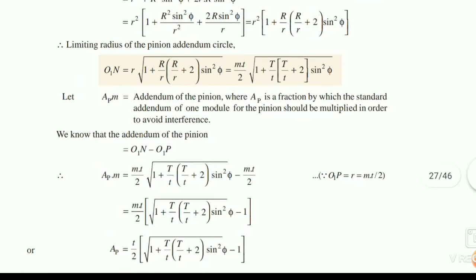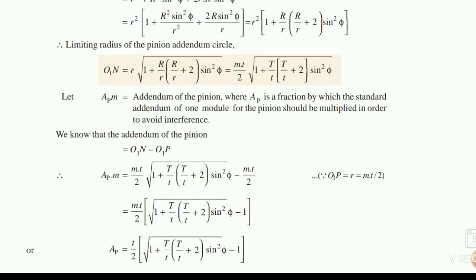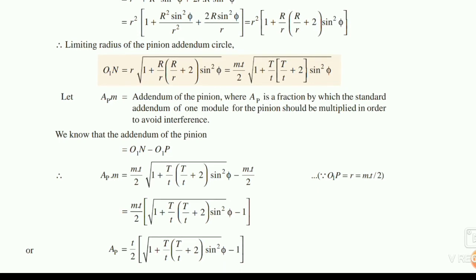So now O1N is equal to, taking the square root on the other side, r square will become r, and root of 1 plus r by r into r by r plus 2 into sin square phi. Now here you will substitute r. R is nothing but mt by 2.